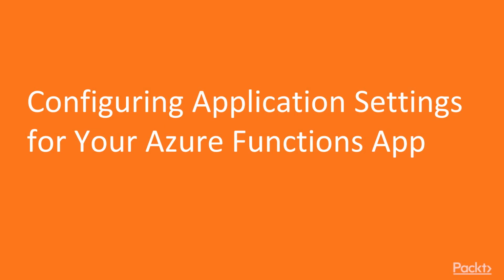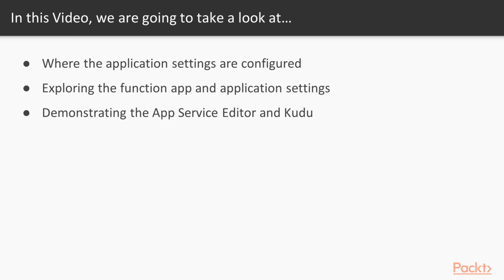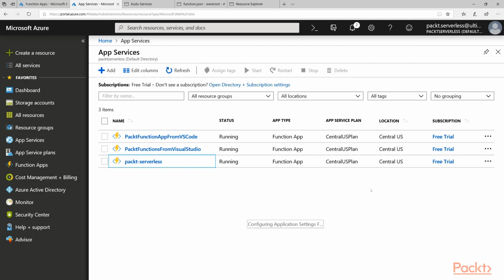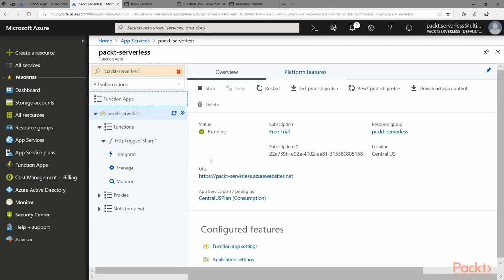Welcome to the video, Configuring Application Settings for your Azure Functions app. In this video, I'm going to show you where the applications are configured, and we're going to explore the Function app and application settings, and then I'm going to show you some of the neat features like App Service Editor and Kudu.